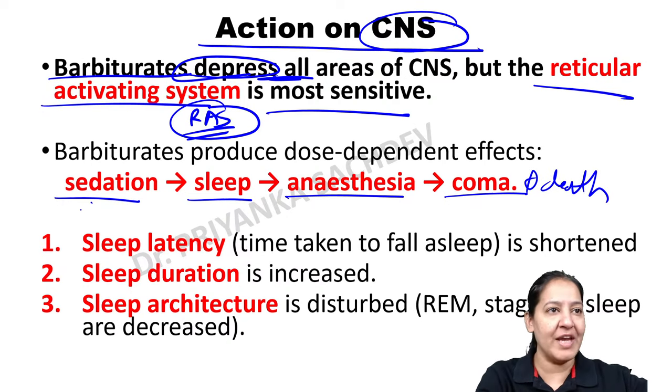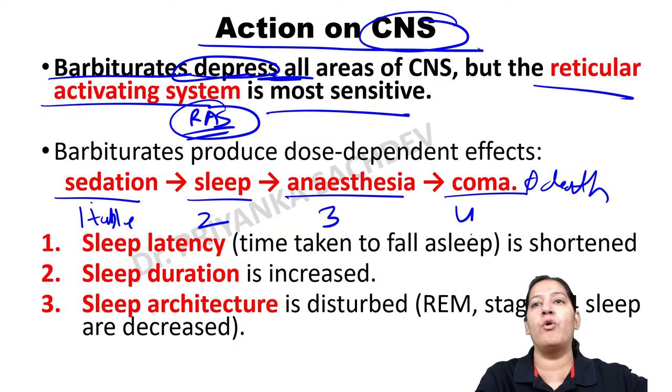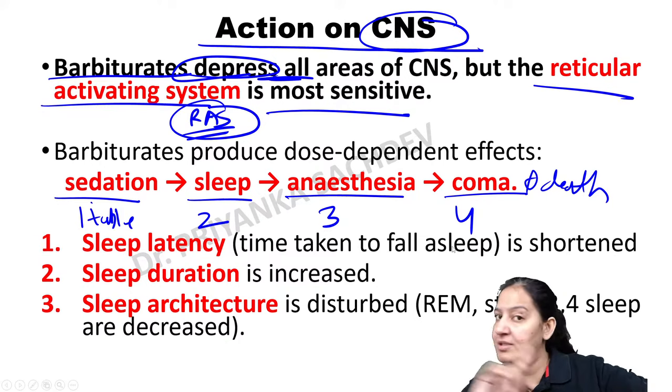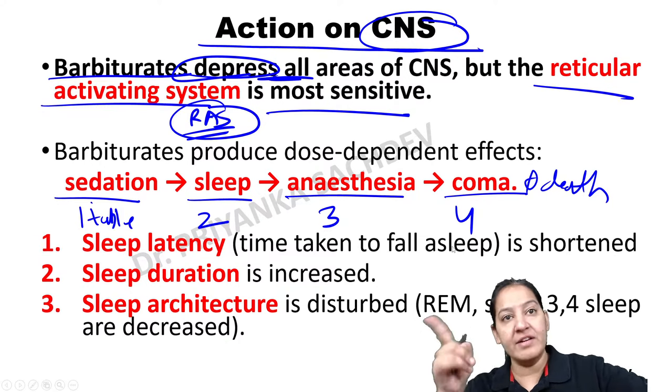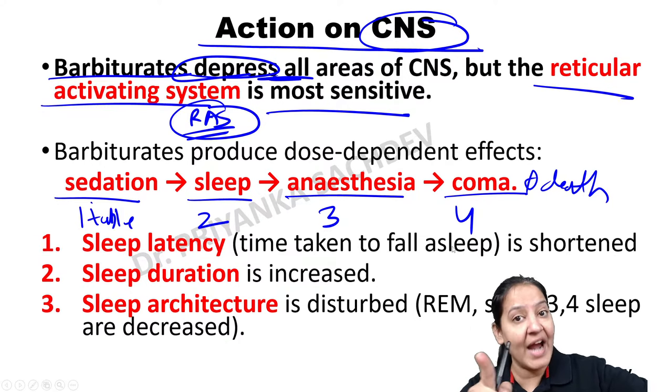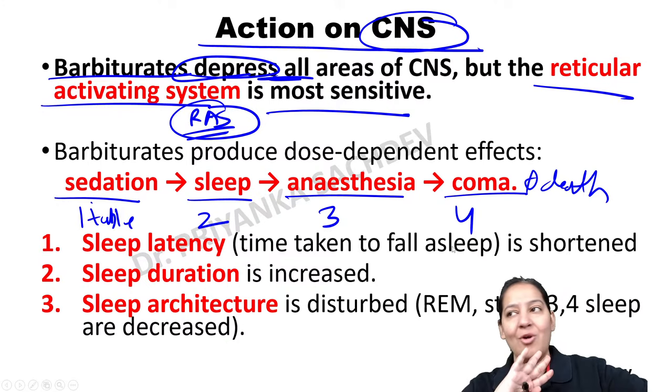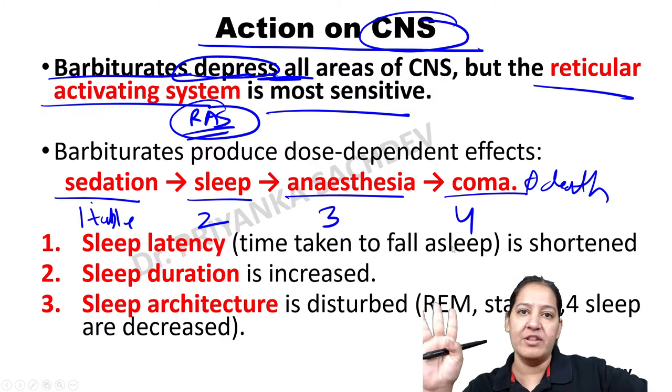You ask the patient to take one tablet. Instead of one tablet, if the patient takes two, three, or four tablets, the person can die gradually. That's why these are not safe drugs. Whenever a person is depressed, he can commit suicide using barbiturates. Barbiturates are the most common drugs used for suicidal purposes. So these are not given at a medical store over the counter without prescription.